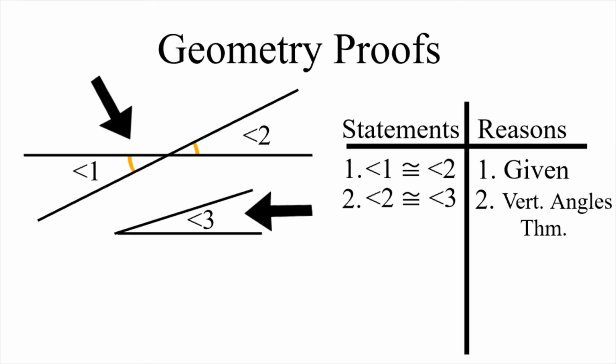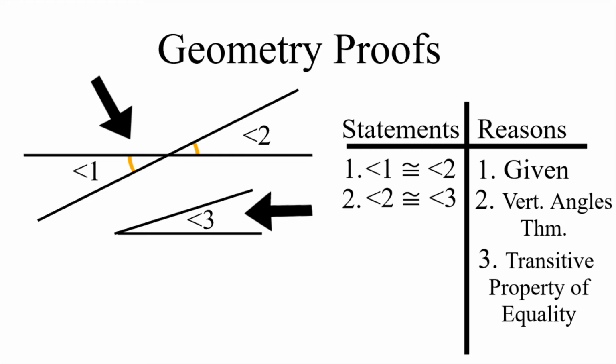So, anyways, we have angle 2 is congruent to angle 3. Now, since we know that angle 1 is congruent to angle 2, and angle 2 is congruent to angle 3, then by the transitive property, angle 1 is congruent to angle 3. And there we have it. We just proved a statement.